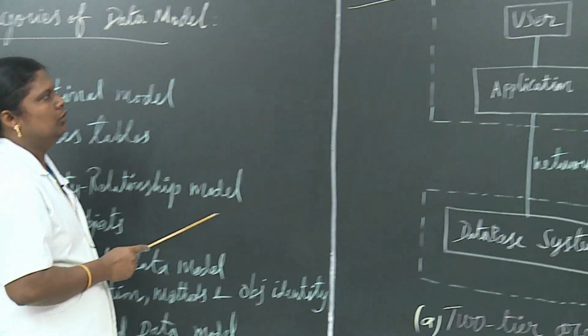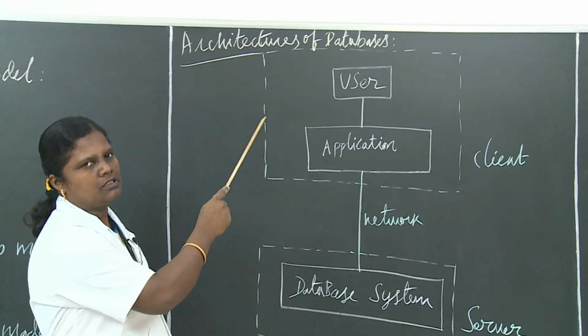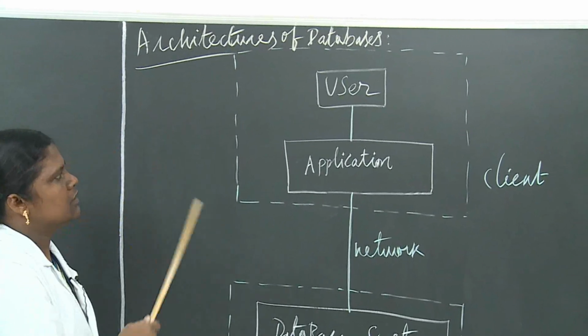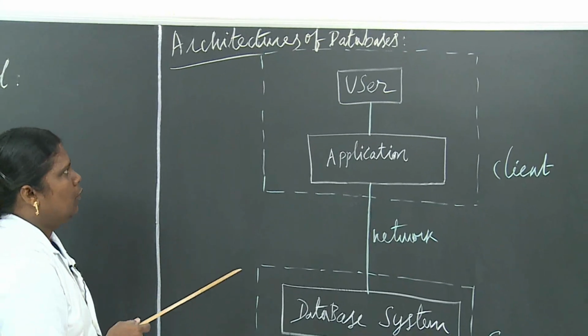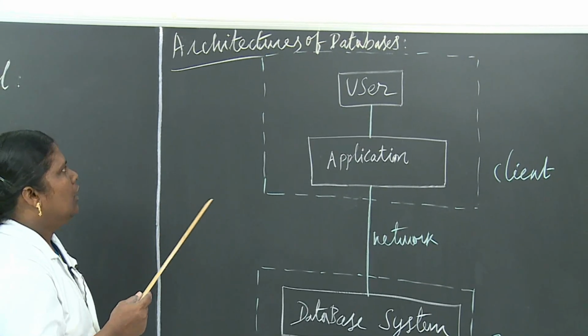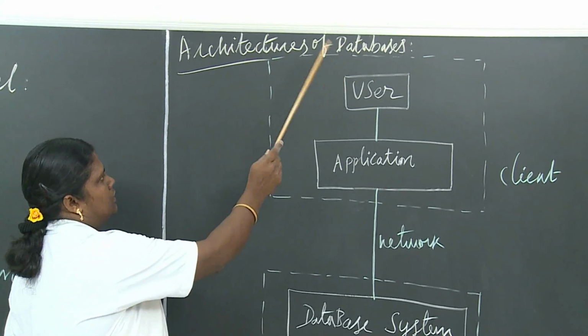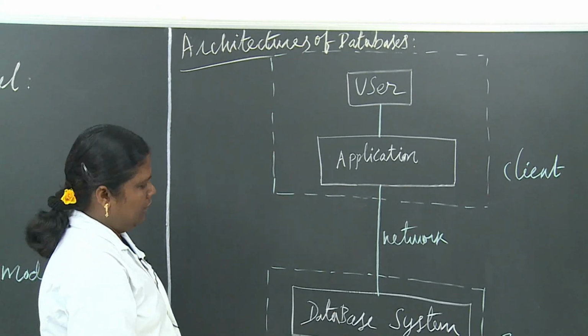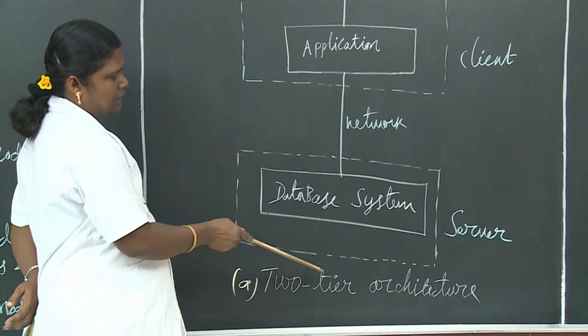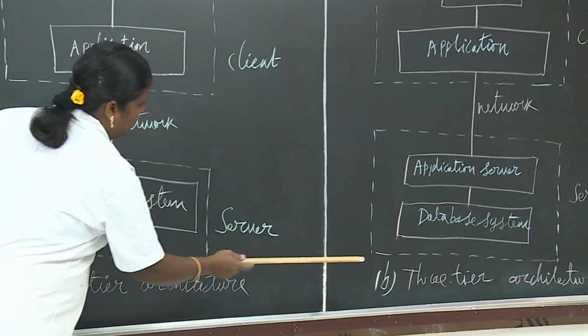Then move on to architectures of the databases. Architecture in the sense is the design of the database, the overall structure to describe the database functionalities. Here we will discuss the two-tier architecture as well as the three-tier architecture.